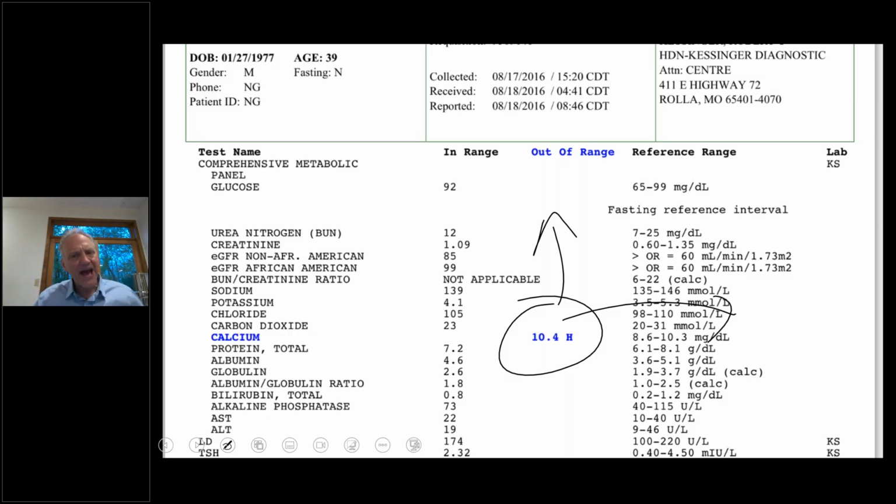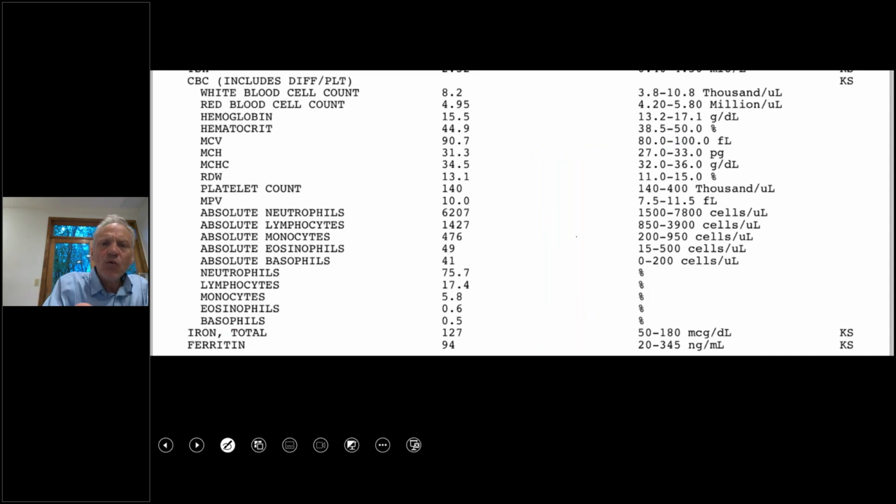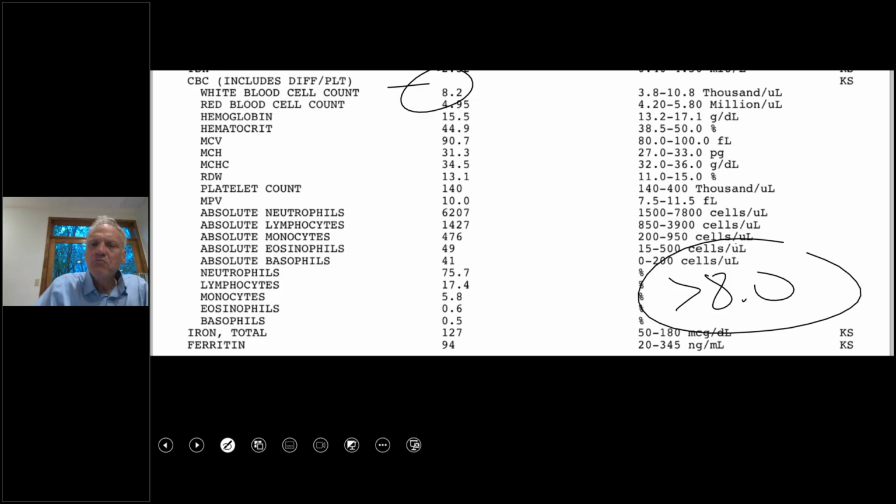Then we put that in the pattern. At 10.4, I think, well, you know what? There might be a little bit of inflammation going on here, and that's probably the most likely source of that. White blood cell count's 8.2. Well, guess what? Anytime, catch this, I want you to, this is important. Anytime your white blood cells are above 8, you must suspect an infection.